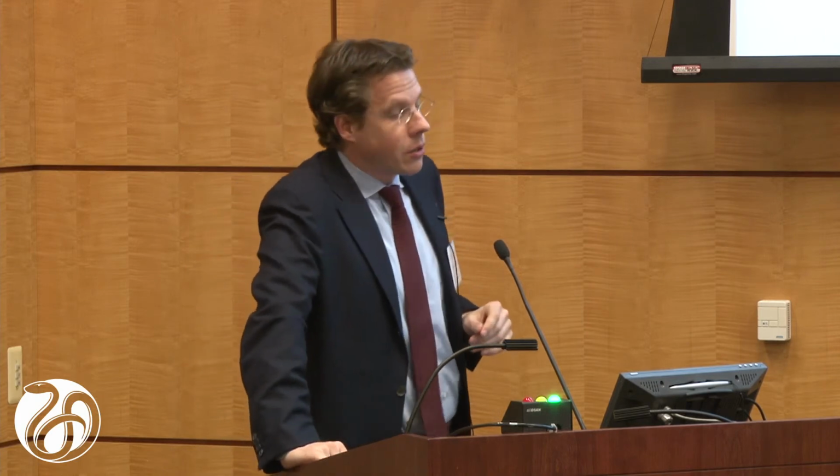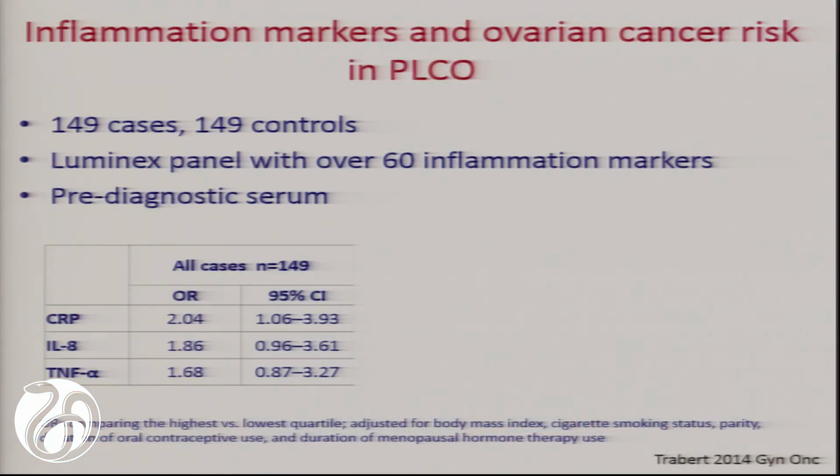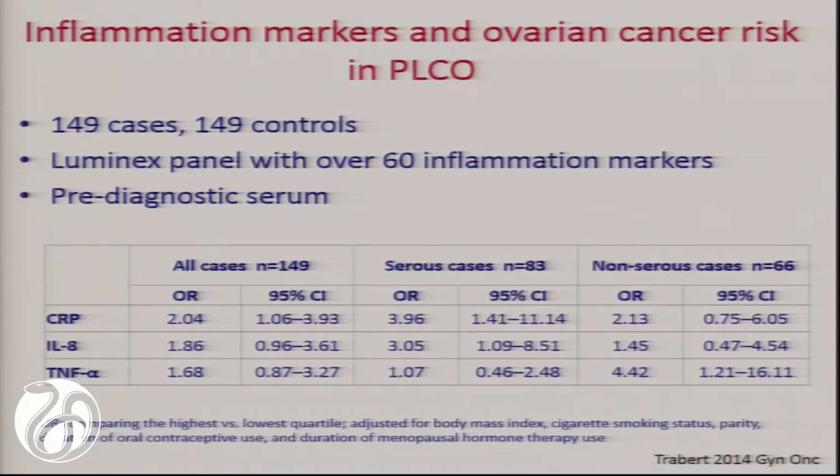So, moving away from the risk factors, briefly two examples of biomarkers. This is again in the same domain, the domain of inflammation. We conducted a small study in the PLCO trial, which you will hear a lot more about from Chris Burke in a moment. Following up on the interesting findings on inflammation, we looked at a Luminex panel of over 60 inflammation markers in pre-diagnostic serum, and we evaluated whether there was some prospective association with ovarian cancer risk. We found 3 markers that were associated with ovarian cancer in the overall analysis.